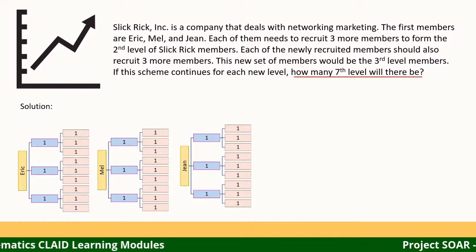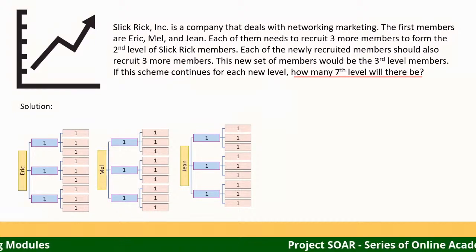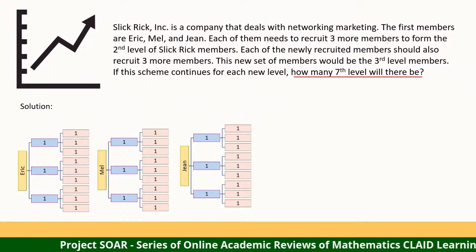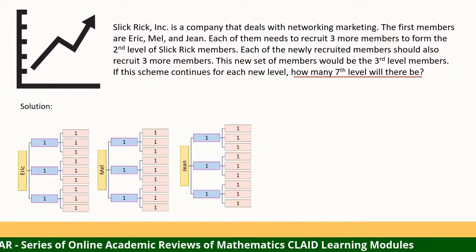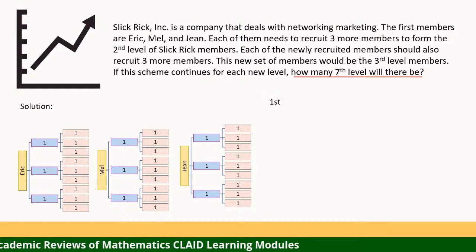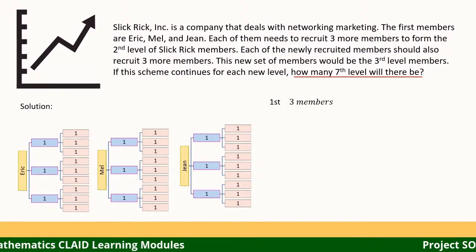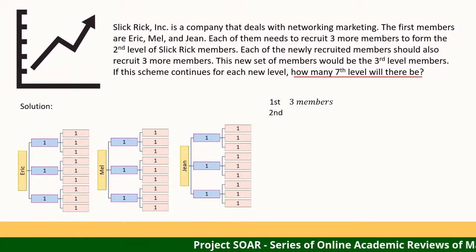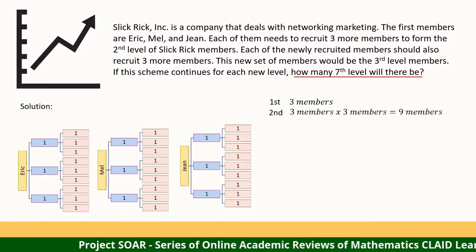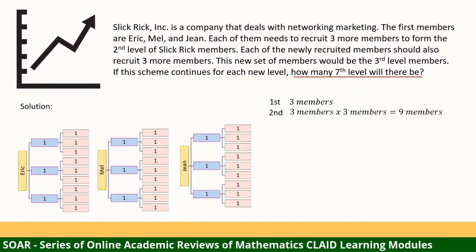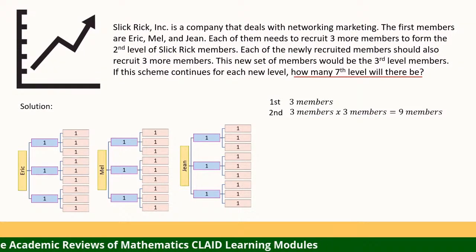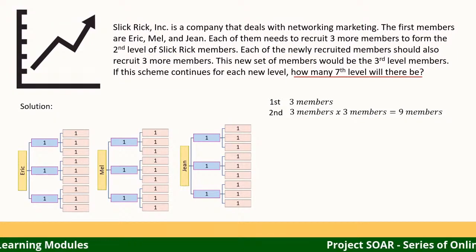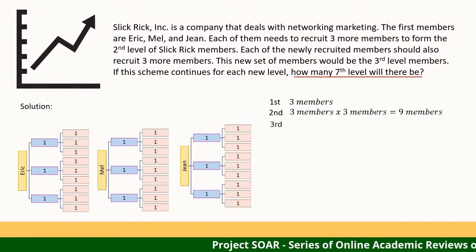And sa pangatlong second level na member ay nakakuha rin ng tatlo. Katulad din yan ng kila Mel at Jean. Okay, so paano natin siya i-represent? So sa first level, meron tayong tatlong members, which is si Eric, si Mel, at si Jean. Sa second level, yung nakuha nila Mel ay ita-times natin doon sa tatlong members na nakuha nung second level. So meron na silang 9 members.